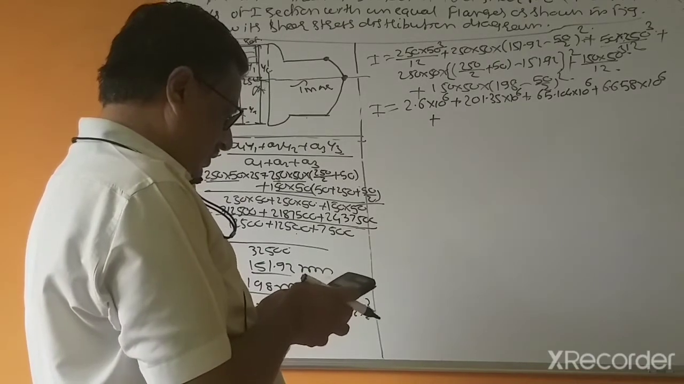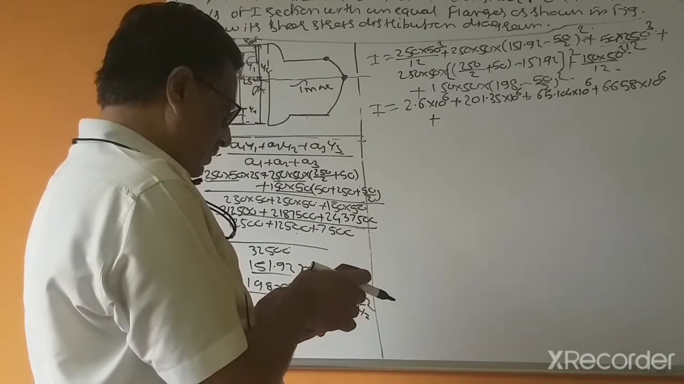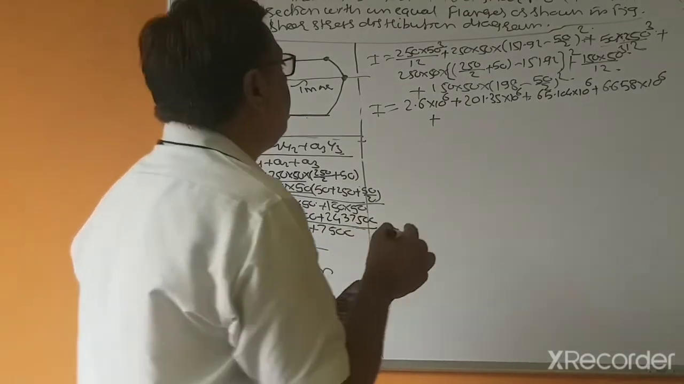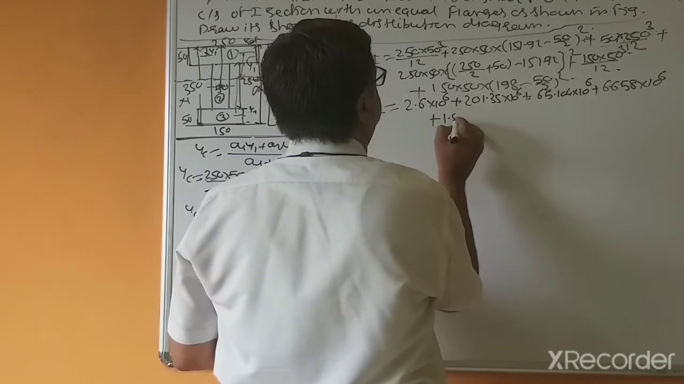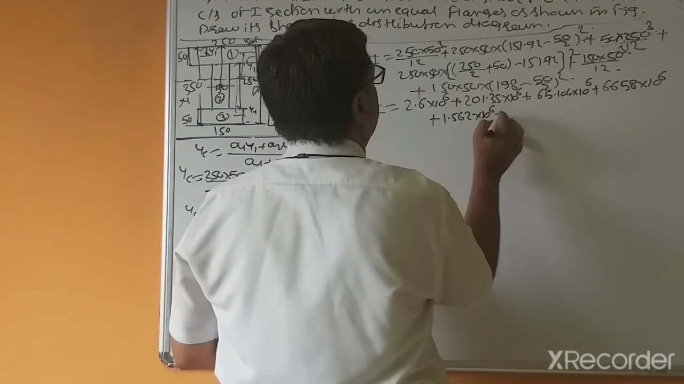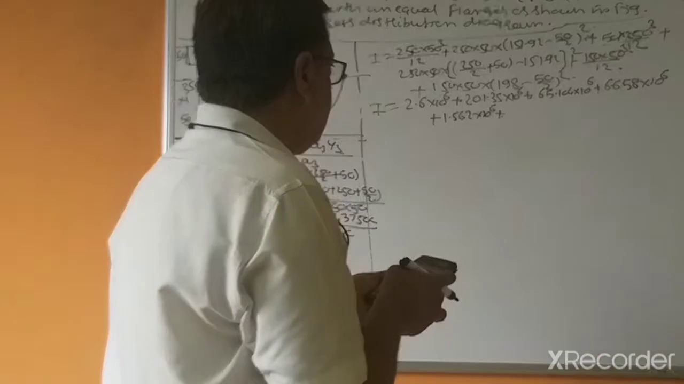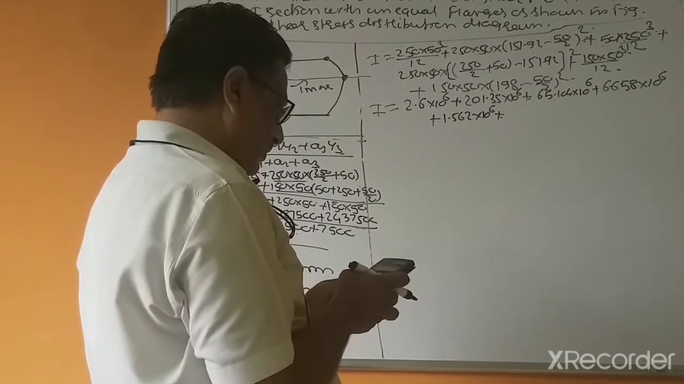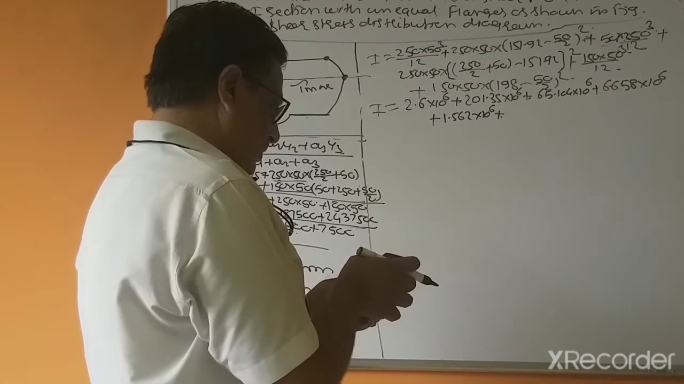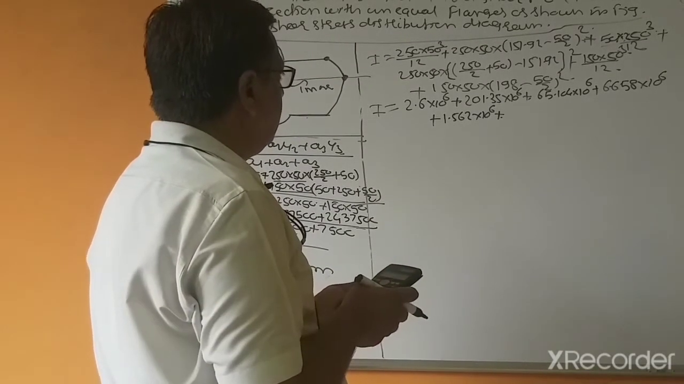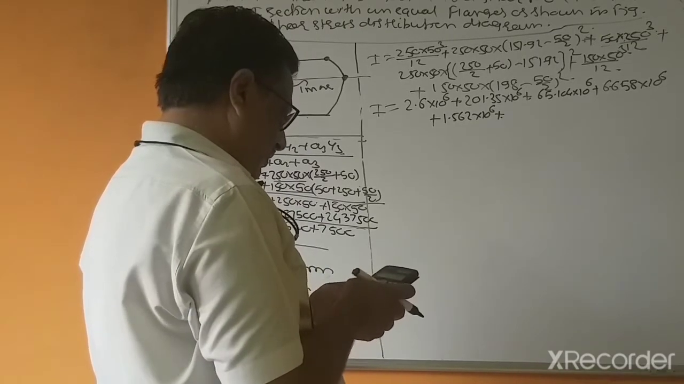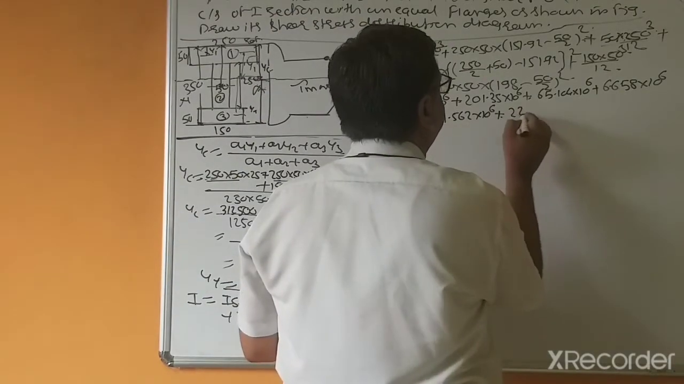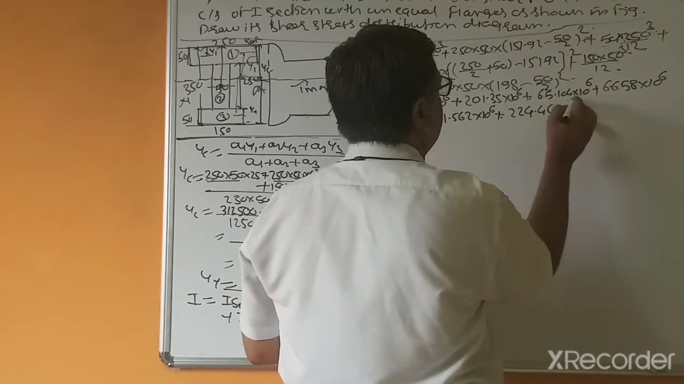And 50 into 1.562 10 to the power 6, 198 minus 25 and square multiplied by 150, 224.46 10 to the power 6.